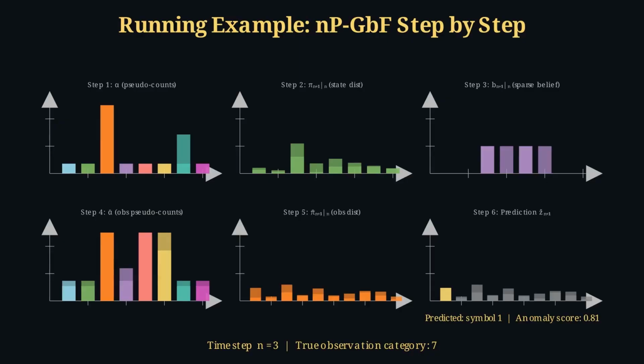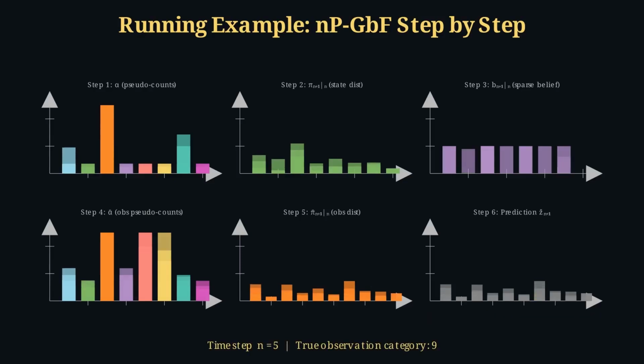Time step 2. Category 3 is observed again. Notice how the pseudo-counts for state 3 have increased. The model is remembering that this category occurs frequently. The belief becomes slightly more concentrated. The prediction confidence increases.